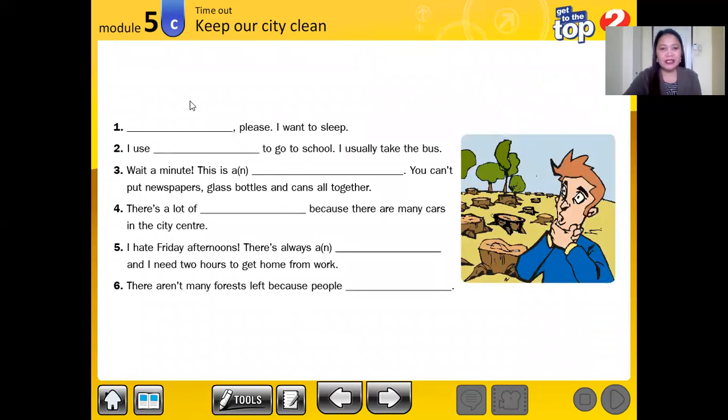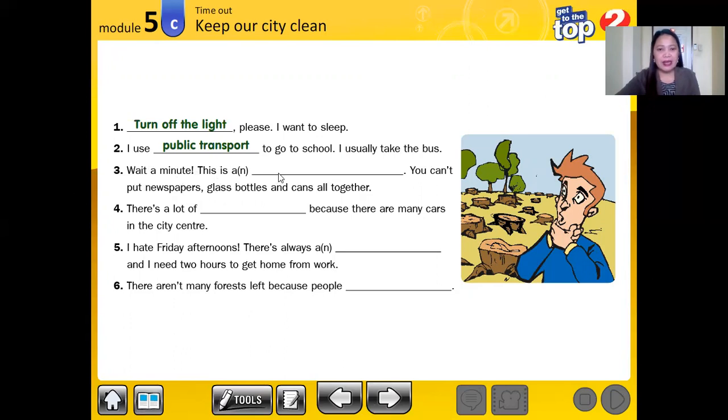So based on the answers we had above, we are going to use them to complete the sentences here. So number 1, blank please, I want to sleep. Turn off the light. Please, I want to sleep. Next, I use blank to go to school. I use public transport to go to school. I usually take the bus.